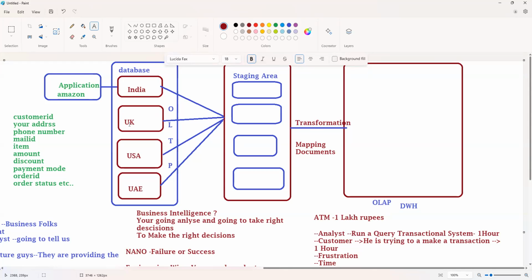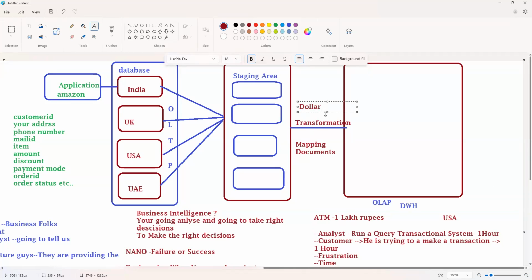Now consider Amazon is headquartered in the USA. Now, all the money in the world, what do they have to do? They have to transform it into dollars, right? Am I right or not? Everyone has to transform into dollars, right?